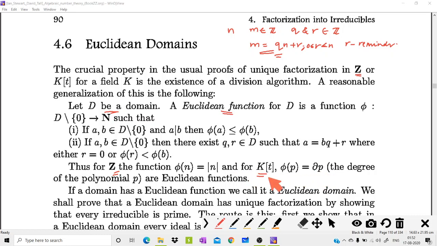Immediately when you define this Euclidean function, you can see that Z and k of t are Euclidean domains. Whenever a domain possesses such a Euclidean function, we call it a Euclidean domain, so Z and k of t are Euclidean domains.